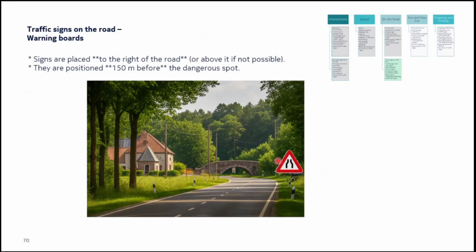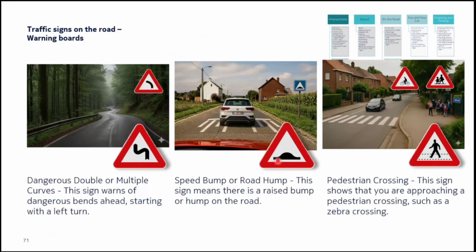So in the next slides, we will look at the different warning signs. Okay, so here we have different examples for the warning signs. So just watch out. These are really AI generated images. So there could be small errors, but okay, don't worry about that. The purpose is that we understand the concept, right? So these are different warning boards.